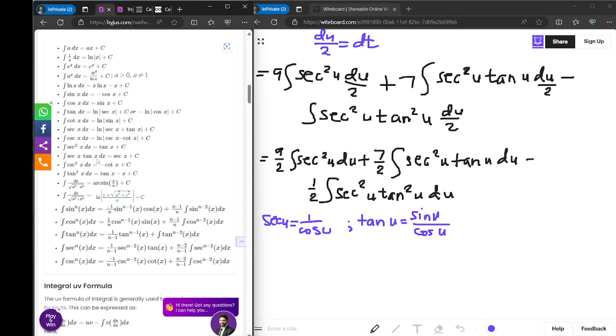I don't know what to do with this. Who can help me? Secant q tangent. Hmm. So, I don't know what to do.